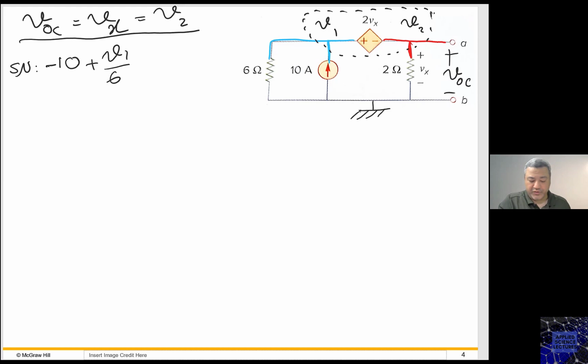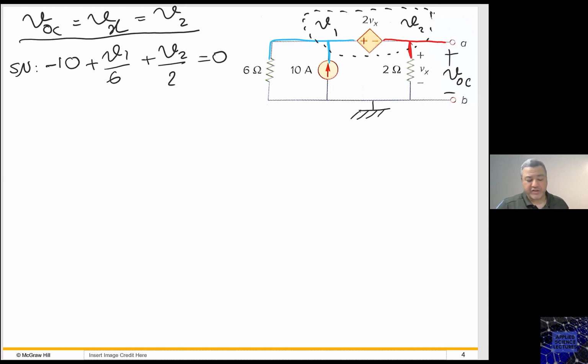Then I will jump now to the second node within the same equation, and I will continue writing plus V2 over 2, right? That's it. This is the supernode equation. I am done with it. Now I need to find a relationship between my standard variables, V1, V2, and my dependent source.